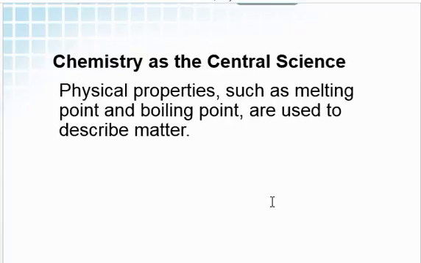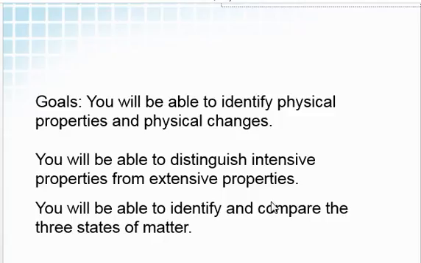Chemistry is known as the central science. Physical properties such as melting point and boiling point are used to describe matter. So, the goals: do you think you can identify a physical property? If you talk about the property and examine how it interferes or reacts with the stuff, is it going to keep the material the same? How about a physical change? If something changes, can you tell it's a physical change by the way the stuff remains the same material?